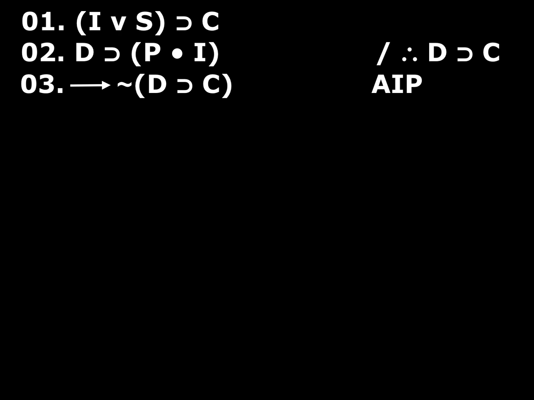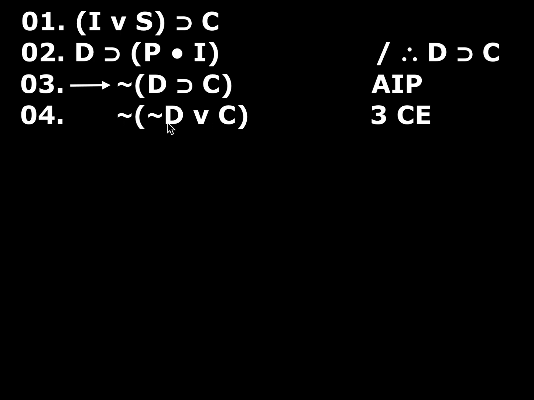I'm going to assume the negation of what I want. What I want is if D then C. So I'm going to assume not if D then C, and then just derive a contradiction. Now I can't really work with a negated conditional, but if I turn this conditional into a disjunction by CE, now I can work with this.